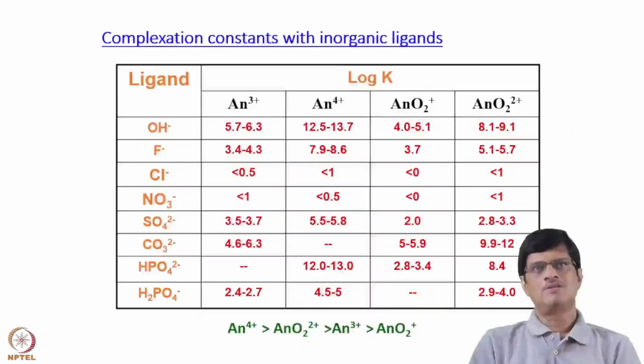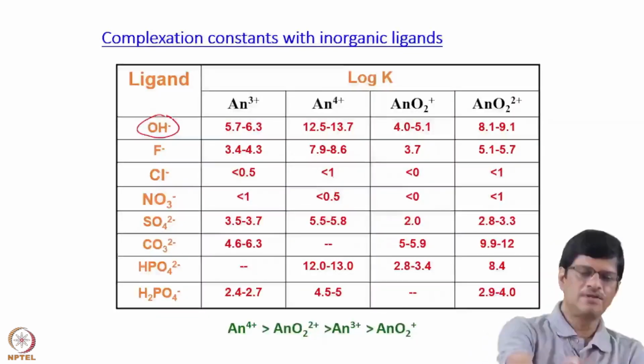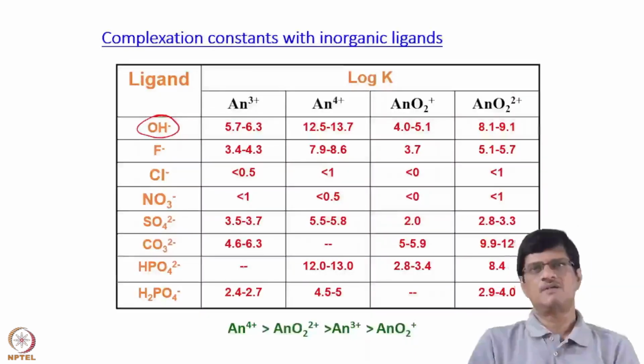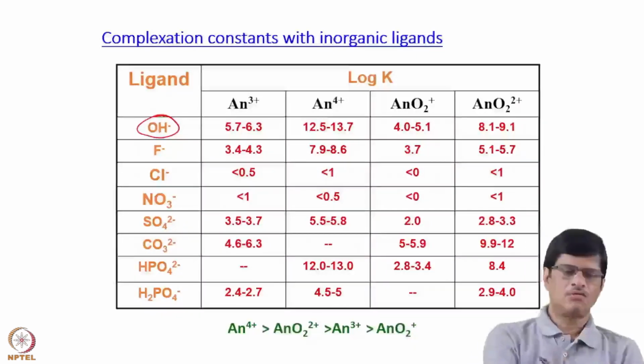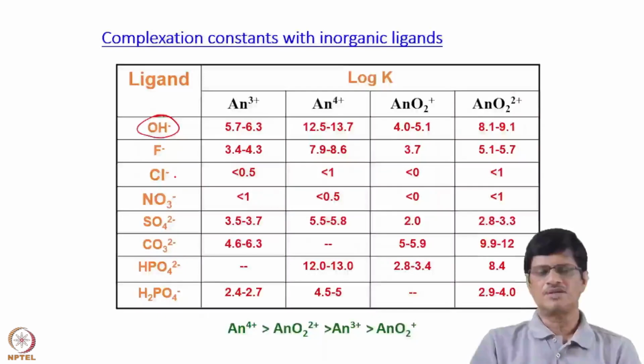Now I will summarize the complexation of these inorganic ligands with actinides. Now this hydroxide ion I have not covered here. In a little more detail, it will be covered in a subsequent lecture where the hydrolysis of actinides will be discussed. Now the chloride, these things I have already discussed. Now you can see here I have given a range of their complex formation constants.